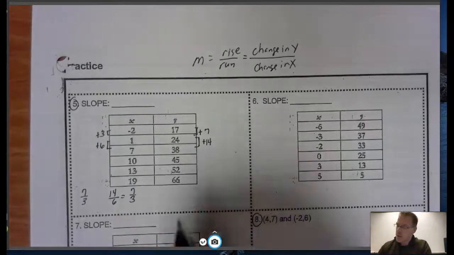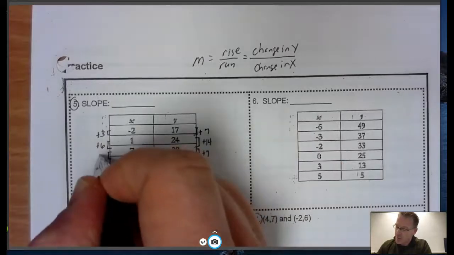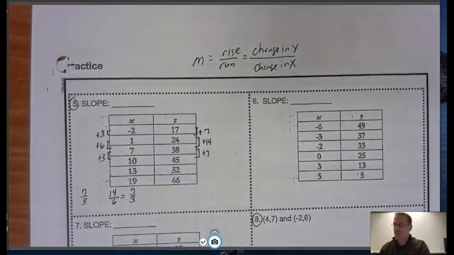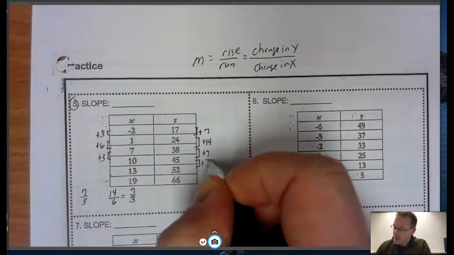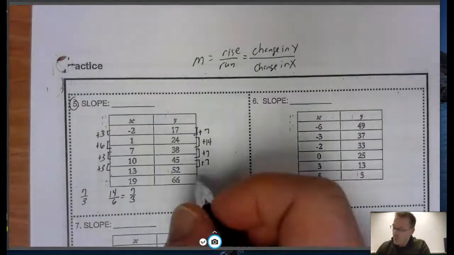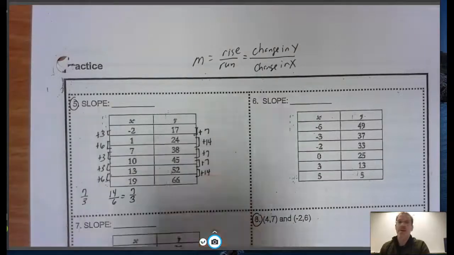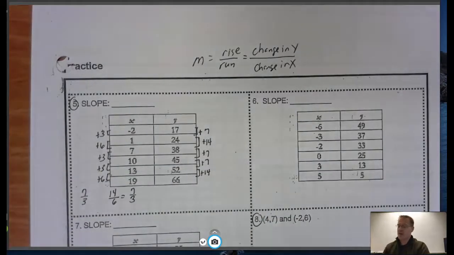And then as I progress through my table, I go up 7 again, and I go up 3, so I get another 7 over 3. Here I go up 7, I go up 3, I get another 7 over 3. And then here, once again, I go up 14, and then I go up 6, and I get another 14 over 6, which you said is 7 over 3. Because all of those rates of change are the same, that means we have a constant rate of change, which means we have a linear function. And that'll be important because we have to know it's linear before we can write the type of equation.